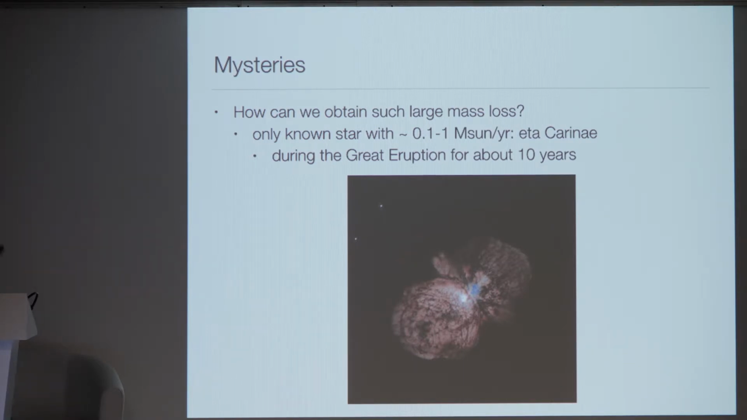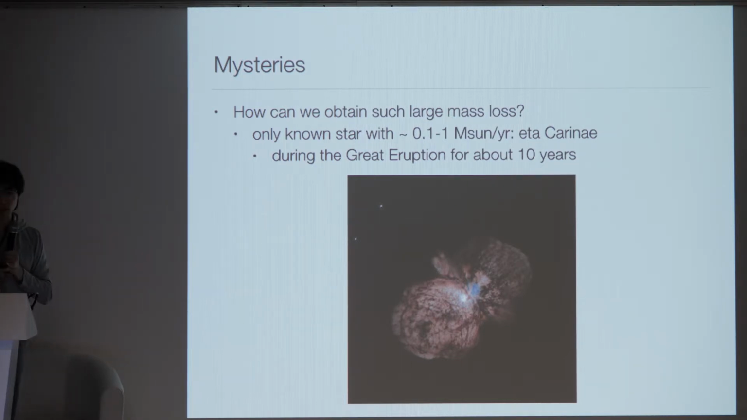And we know one example of a star having such a high mass loss rate, which is this star Eta Carina. Eta Carina had a mass loss rate close to 1 solar mass per year, or even higher, for 10 years during the period which is called the Great Eruption.